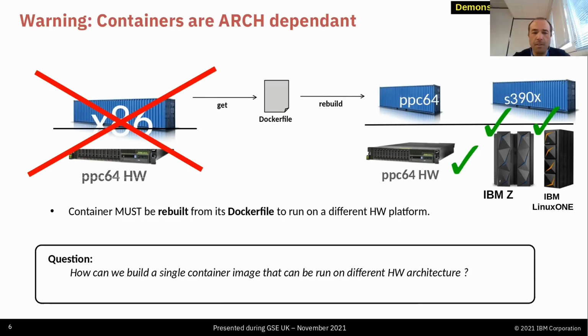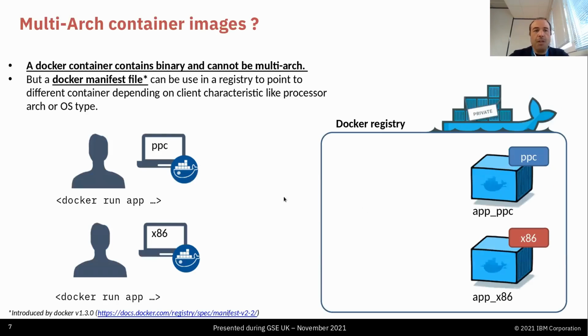So the challenge here now is how we can build a single container image, but this image could be run on any underlying hardware architecture, and particularly that's true also for our IBM Z platform. When you get into multi-architecture, of course, usually container images are not multi-architecture. There is a specific statement which is a multi-architecture specification. And what we usually do is create what we call a manifest file of your application.